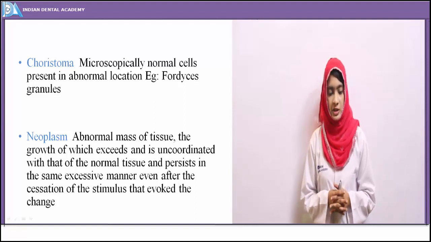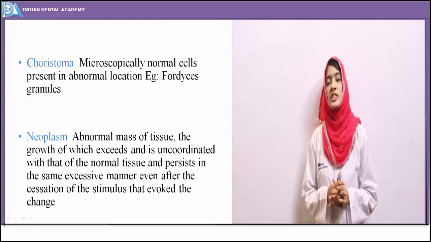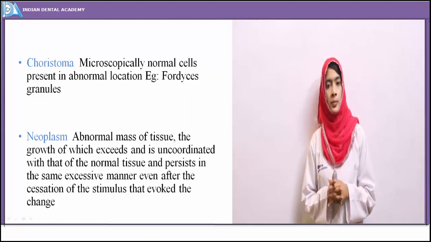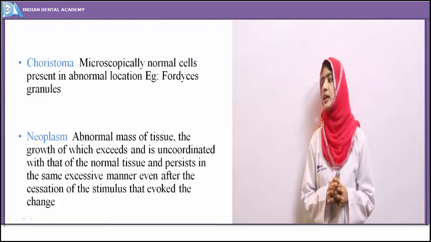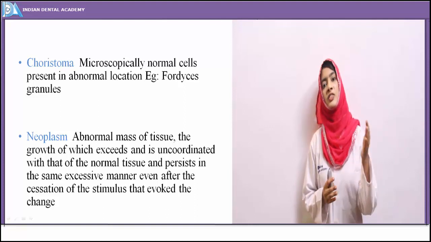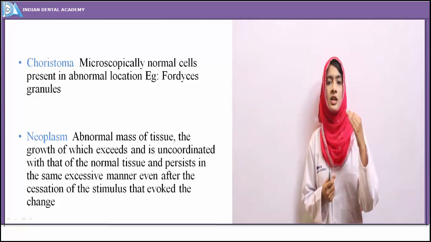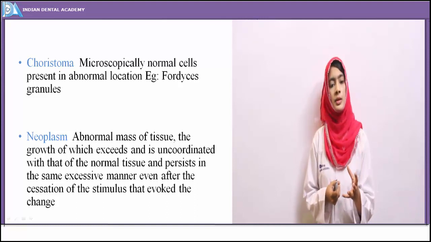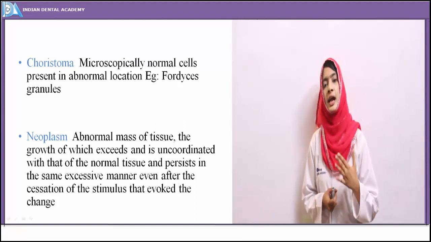Neoplasm, as we know, is defined as an abnormal mass of tissue or growth which exceeds that of normal tissue, and the growth of the abnormal mass of cells is uncoordinated. This growth persists in the same manner even after the stimuli responsible for causing the neoplasm are removed. The abnormal mass of cells just continues to proliferate at a rapid rate.